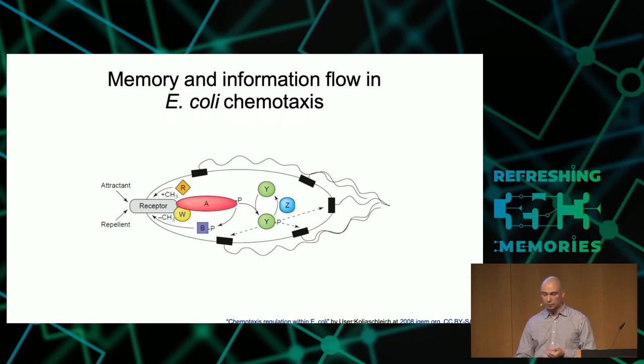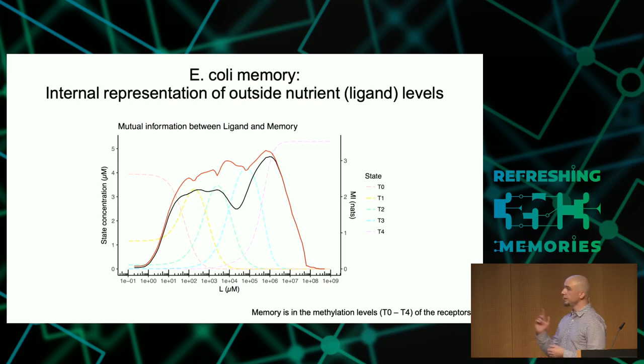And we looked into that, we quantified that with information theory. This is a measure called mutual information. It's not transfer entropy, it's another measure of, in this case, static information. You can see the amount of information that is actually stored about the nutrient concentration outside of the cell. This is in nats, not in bits; you can translate them, it's just a different unit for information. And you can also see how the different methylation states, the colored curves, are active at different nutrient concentrations.